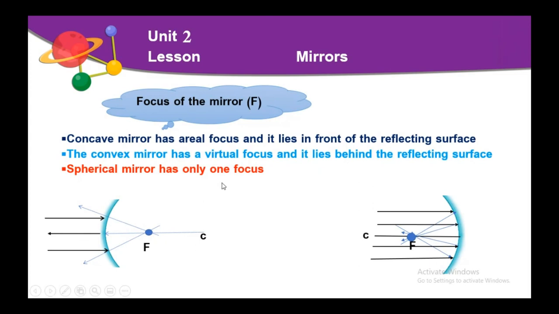A concave mirror has a real focus and it lies in front of the reflecting surface. So the concave mirror has a real focus. What is the position of the focus? In front of the concave mirror, but in the convex mirror it is behind the reflecting surface. The spherical mirror has only one focus.